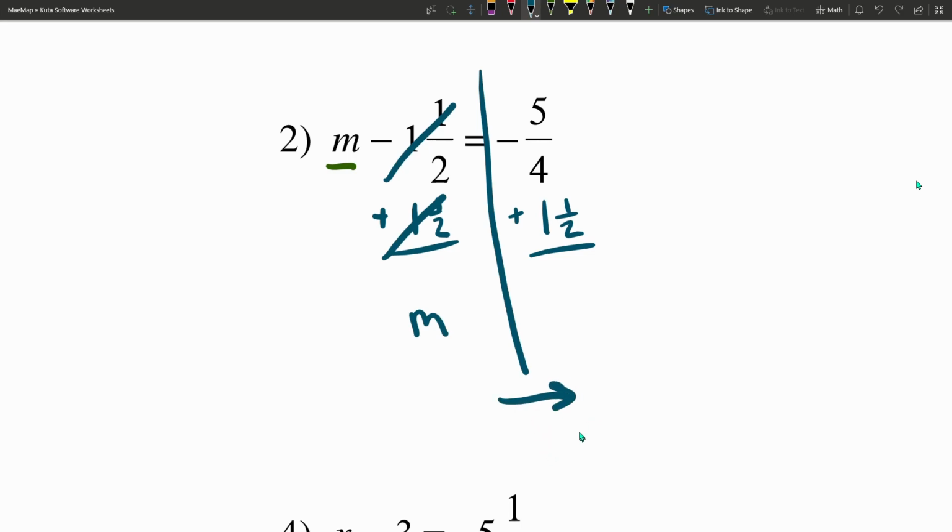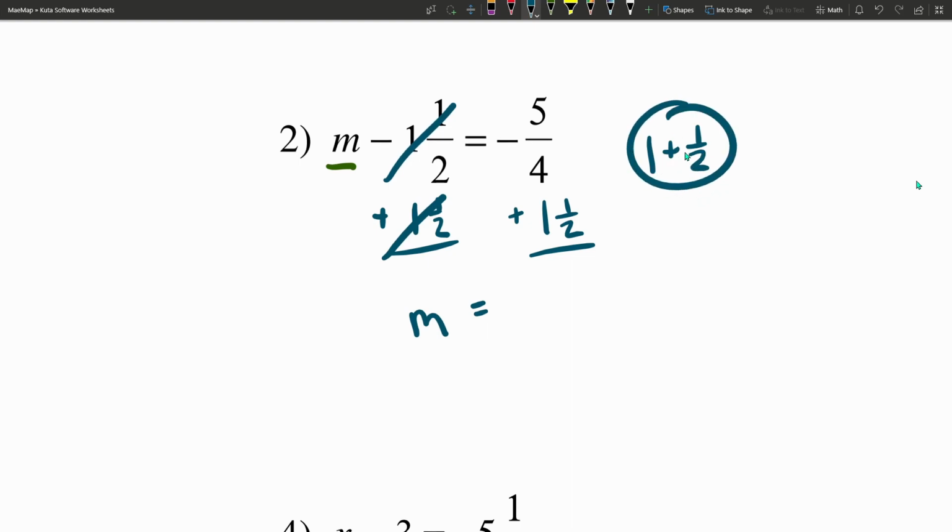So now it's time to work on the right-hand side. I have negative 5/4 plus 1.5. Now this might be a little confusing to think about, so let's turn this 1.5 into a single fraction. 1.5, I can simply multiply this 1 by 2, because 2 divided by 2 is 1. And 1.5 is like 1 plus 1/2. 2 halves plus 1/2 is 3 halves. 3 halves is equal to 1.5.